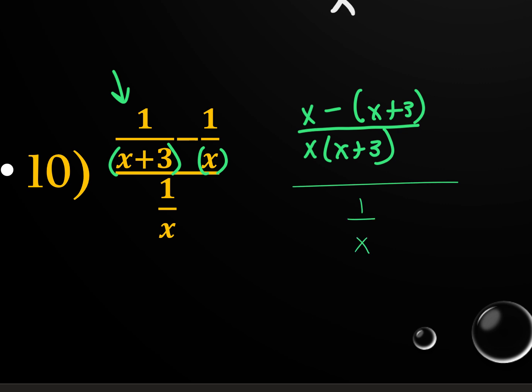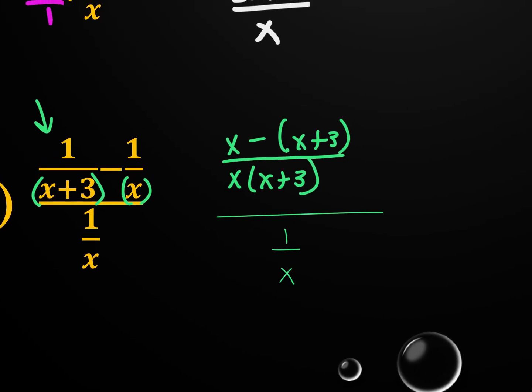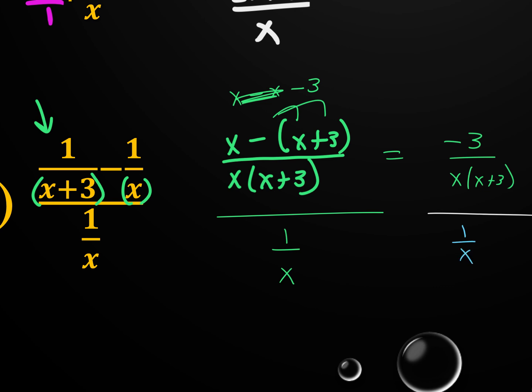I have to distribute. Don't forget that, because when I distribute here, I get x minus 3. What's going to happen to your x's there? They're going to cancel. Good. What are you left with on top? Negative 3 over x times x plus 3, divided by 1 over x. Now, do I have 2 simplified fractions that I can divide?